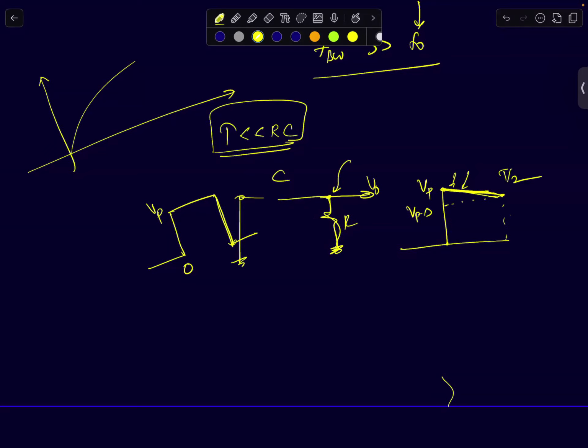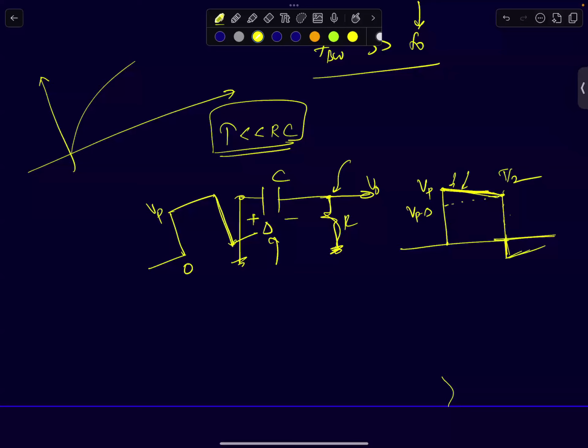And your capacitor has been charged to a voltage of plus delta. So it will be minus delta. The voltage across the capacitor will be minus delta. And it will again start going like this. Is that fine? Yeah. So the input is 0, but there is already a charge stored in the capacitor of value delta. So it will be minus delta.